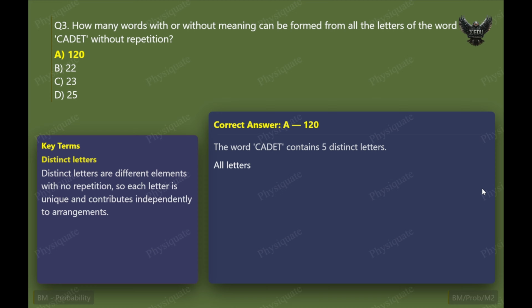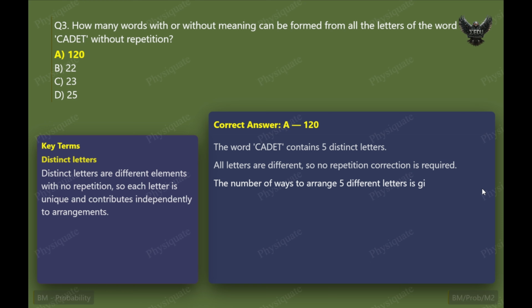All letters are different, so no repetition correction is required. The number of ways to arrange 5 different letters is given by factorial. Thus, total arrangements equals 5 factorial equals 120. Hence, the correct answer is 120.